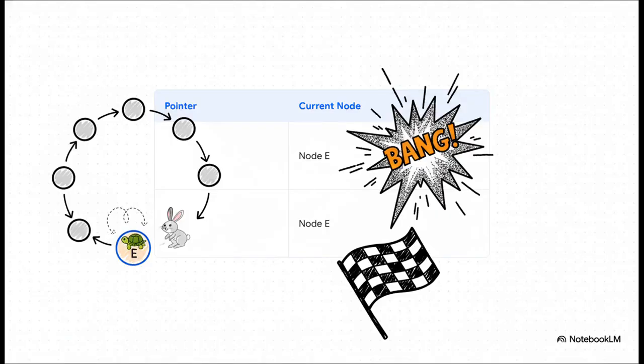And just 2 steps later, bam, collision. The slow pointer arrives at node E. The fast pointer, zipping around the loop, lands on that exact same node. They've met. The race is over, and we have definitively 100% proven that a loop exists.